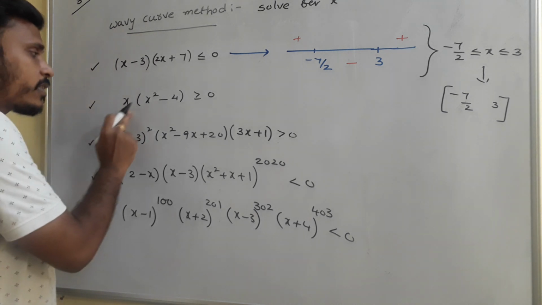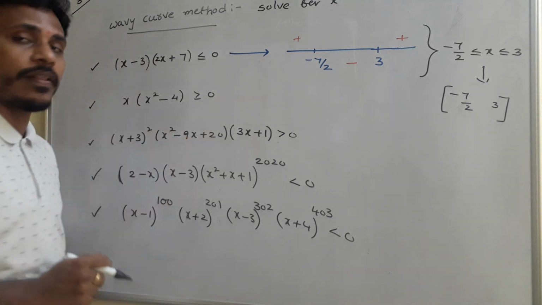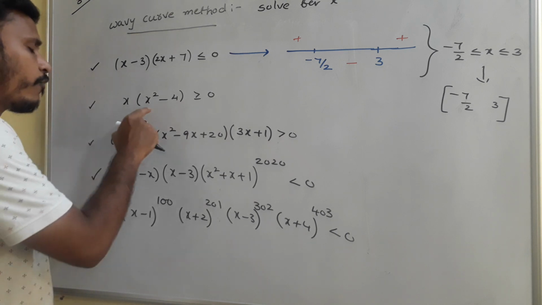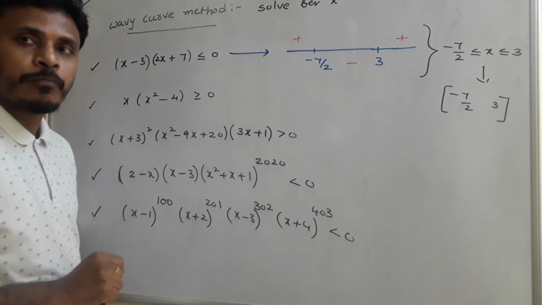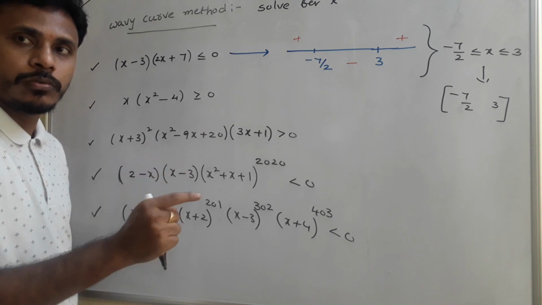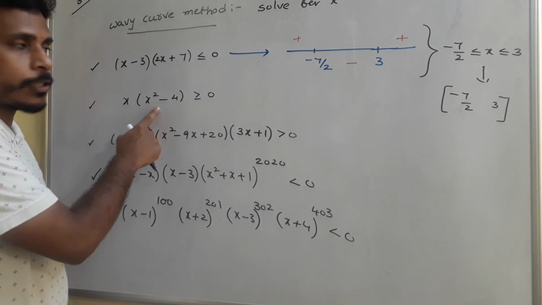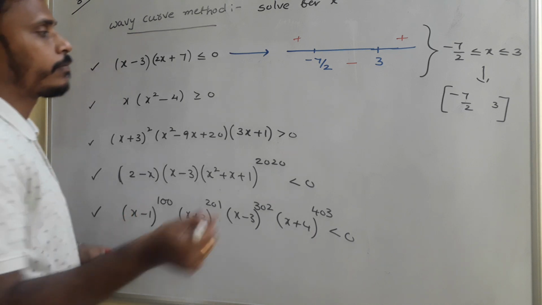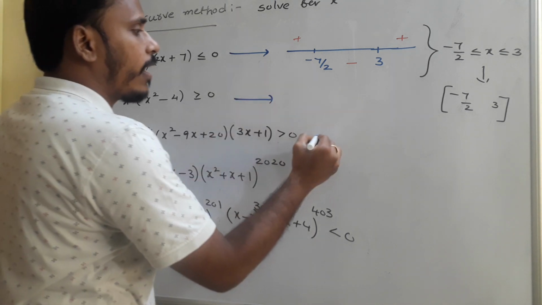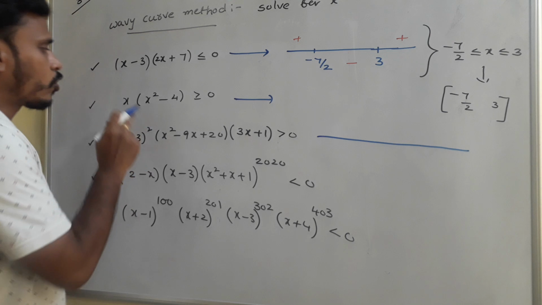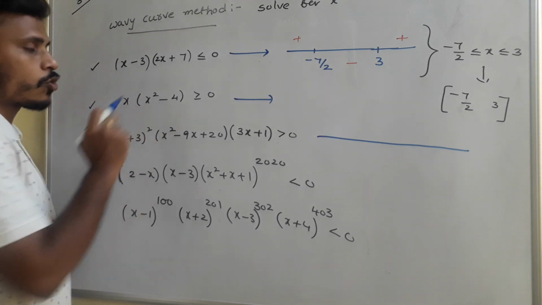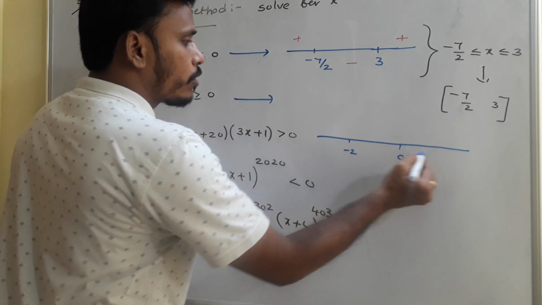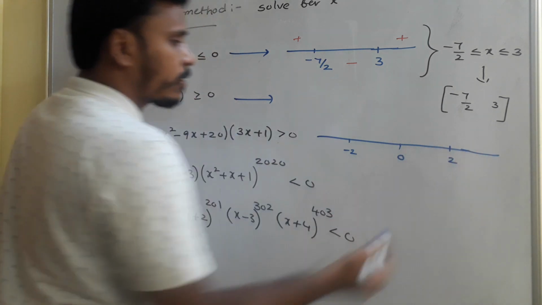The next thing is x into x square minus 4 is greater than or equal to 0. We are familiar with this x square minus 4. The roots are minus 2 and 2: x minus 2 into x plus 2. For this again, sketch the rough graph. 0 is one root, minus 2 is one root, 2 is one root. So indicate the numbers minus 2, 0 and 2 on the x-axis.